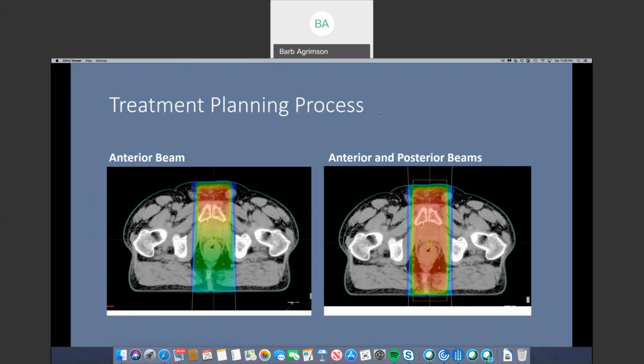In the case to the right, we've opposed the beam. So now we have an anterior and a posterior beam. And you can see how the dose distribution is pretty thorough throughout that volume.